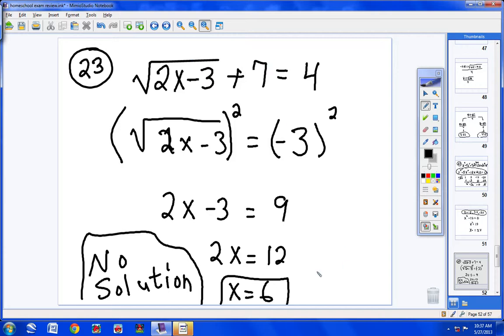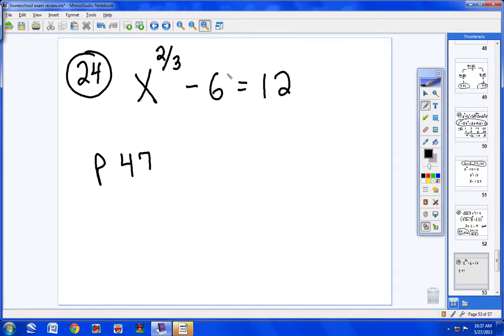Look what you get out if you check this answer. If you put a 6 in for x, you get 10 equals 4. That's not true. That doesn't work, so the answer is no solution. So please don't forget to check those on the test, okay? All right, moving on. Next problem.